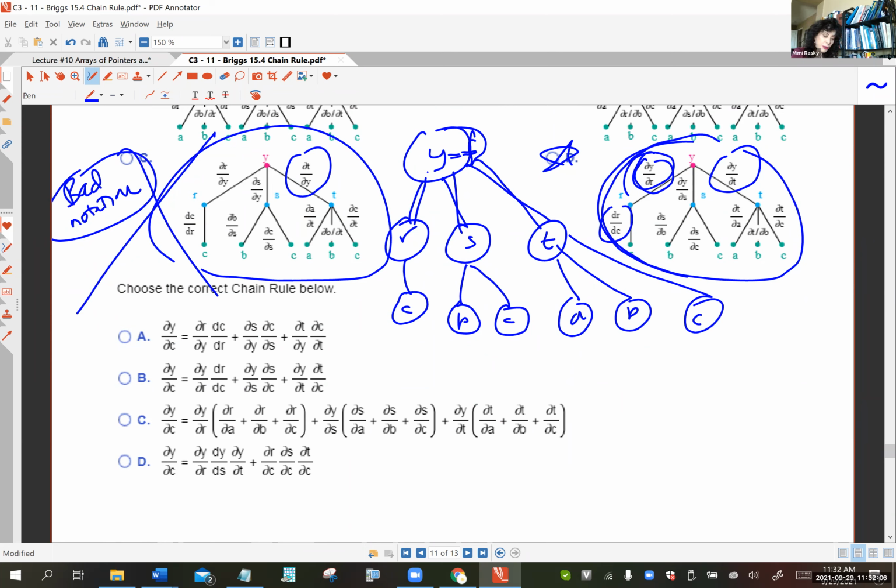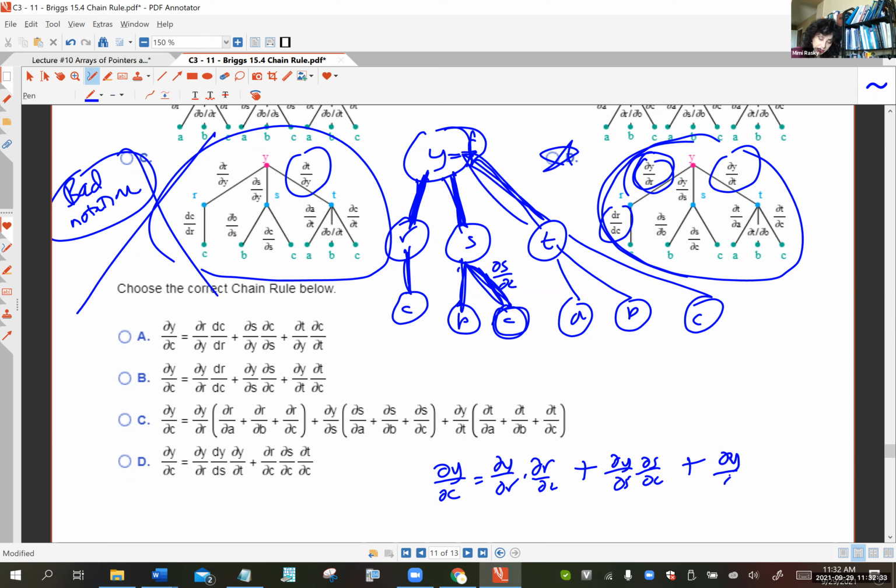So if you follow the correct way, if you look at the tree, dy dc is going to be, you're first going to go down dy dr and then times dr dc. Plus, then you're going to go down the dy ds branch, and then, oops, not ds, you got to go to the c because you're always going to c. ds dc. Plus, then you're going to go dy dt, and then t's got to go to his c, so times dt dc.